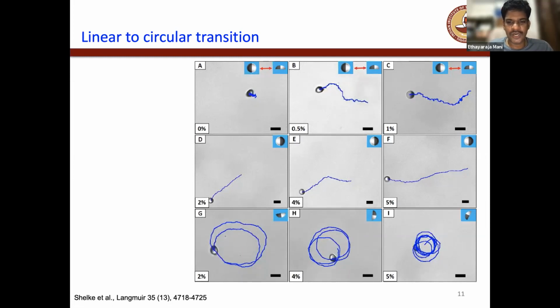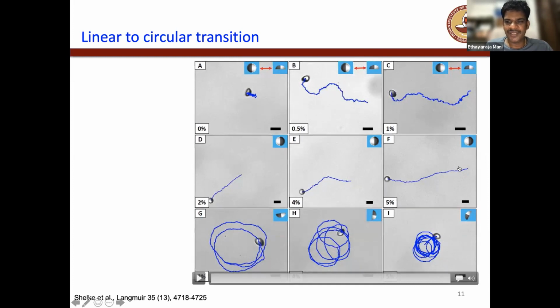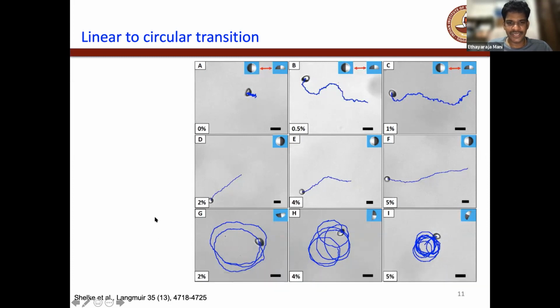We have done this with a lot of different types of particles. It's quite reproducible. This is very nice because it gives control. Suppose you want to attach a drug molecule to this particle, you could either take it from one location to another, or you could create a local circulation. So a lot of nice things one can do with this. Let me move on.